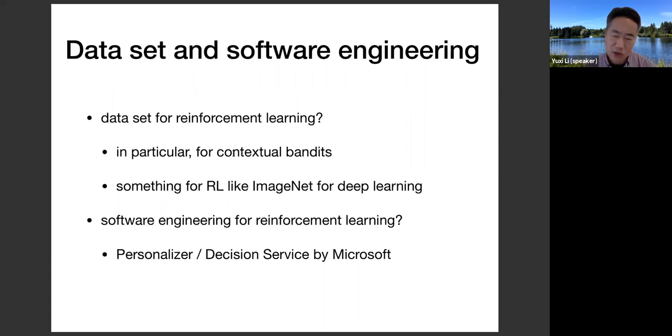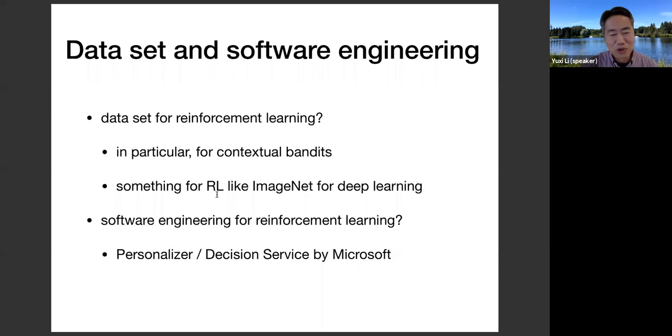For deep learning, we have the ImageNet event. The winning systems achieved about half the error rate of the last year's result, like from something like 29% to 15%, with the help of the ImageNet data set. So this data set is important for deep learning.